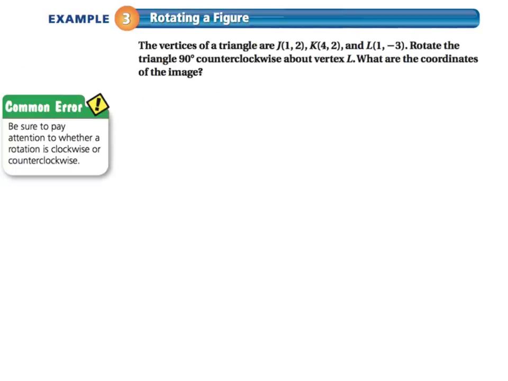Example 3. The vertices of a triangle are as given. I want you to rotate it 90 degrees counterclockwise about vertex L. What are the coordinates of the image? I know this sounds so much fun. But first, I'm going to put graph paper on here.